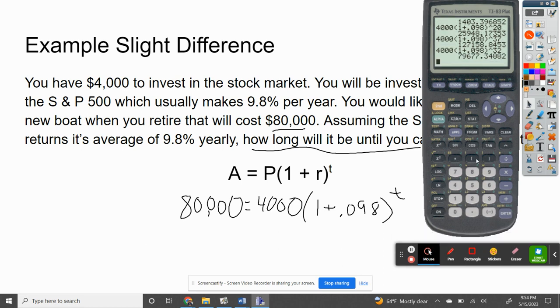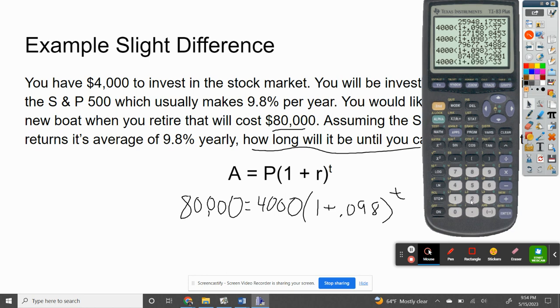That was a really good guess. So 32 years would get me $79,677. So I'm guessing that 33 years will get me more than 80,000, $87,000. So it's going to be somewhere between 32 and 33. Now we could try to pinpoint it even closer.